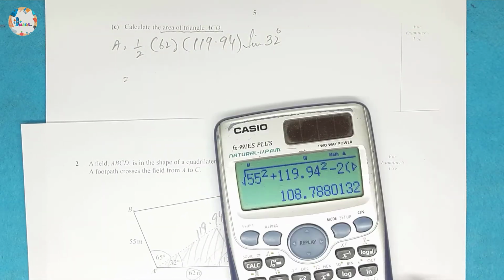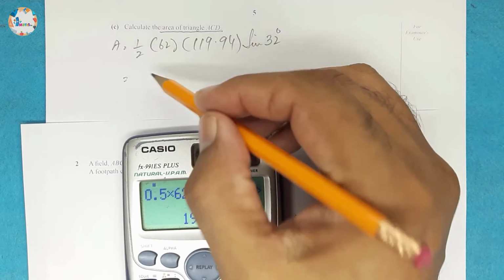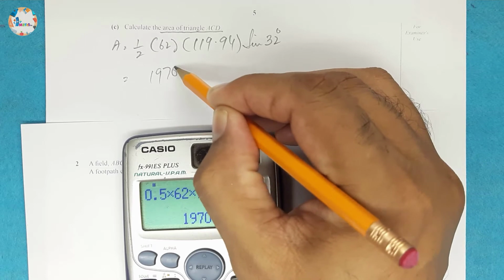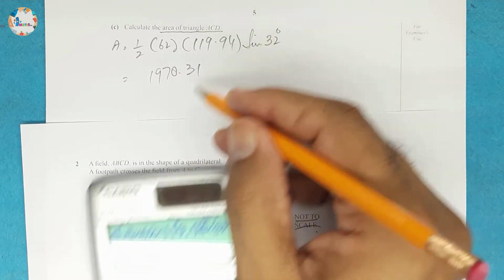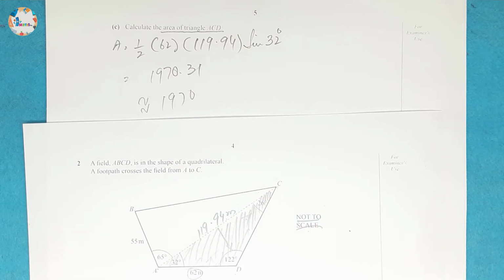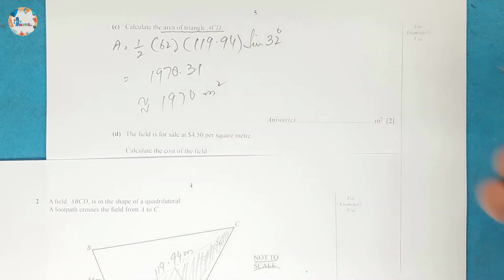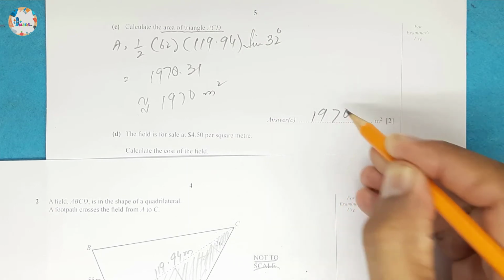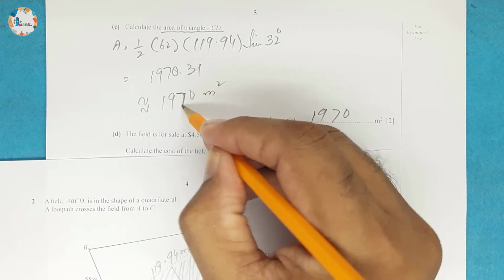And if we calculate this, 0.5, which is half, into 62 into 119.94 and multiply by sine of 32 degrees, this will be equal to 1970.31. So we can write the approximate rounded answer as 1970. This will be meter square, so 1970 will be our final answer.